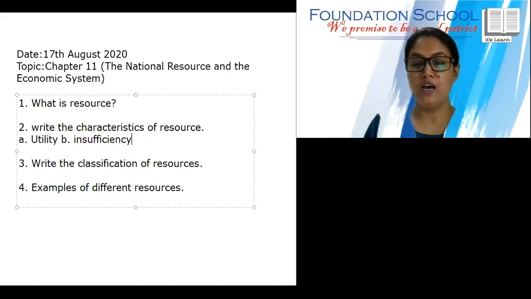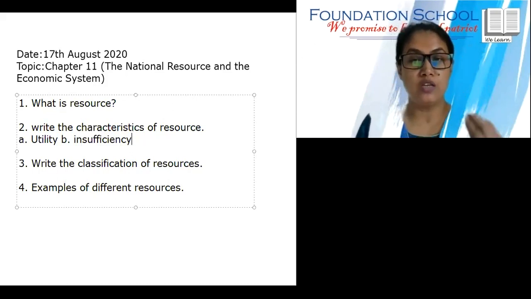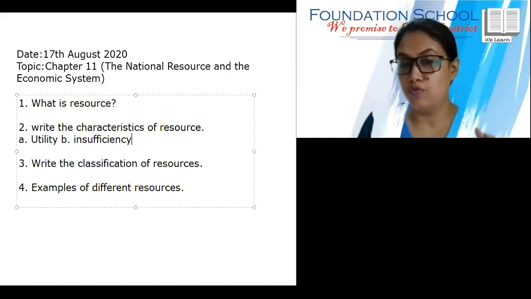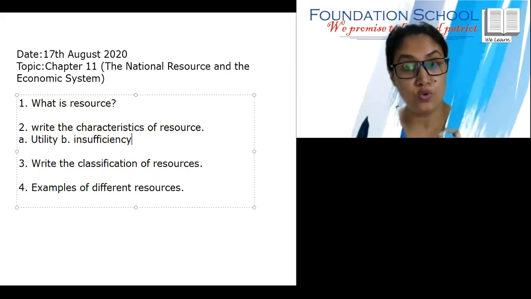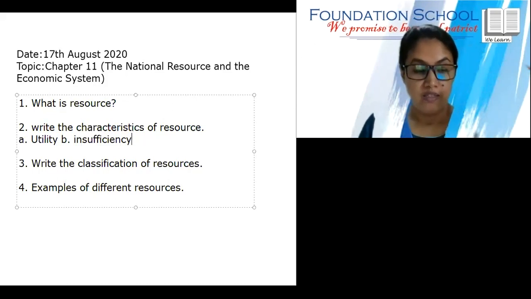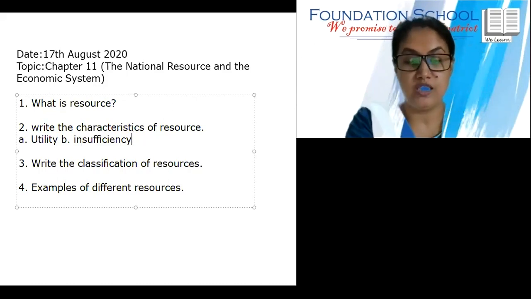Suppose in some countries they have food deficiency. They are not fulfilled with the food, whatever they need. So food here is a resource for those countries. Supply is less than the demand. That is called insufficiency. Now, what is the next characteristic?